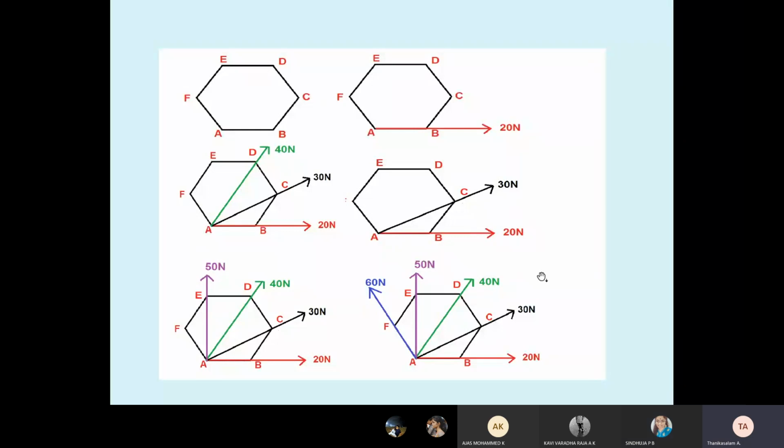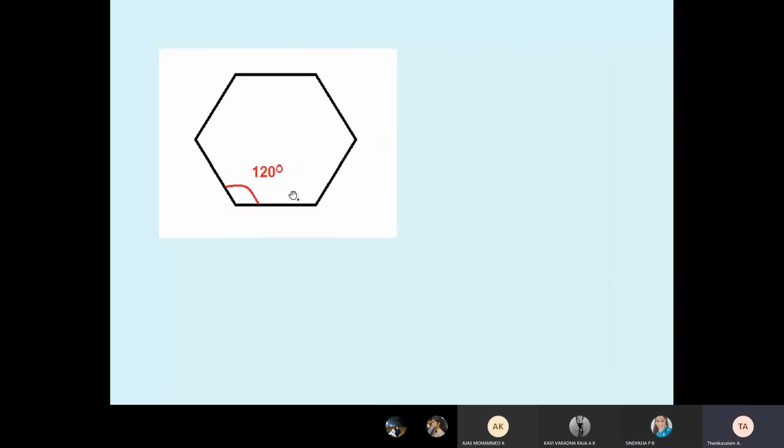For a hexagon, each interior angle is 120 degrees. This is the standard value: 120, 120, 120. A rectangle has all angles 90. The hexagon is 120. Do you know the pentagon angle? Anyone? A pentagon is 108 degrees. Understand? For a regular hexagon, this angle is 120 degrees.